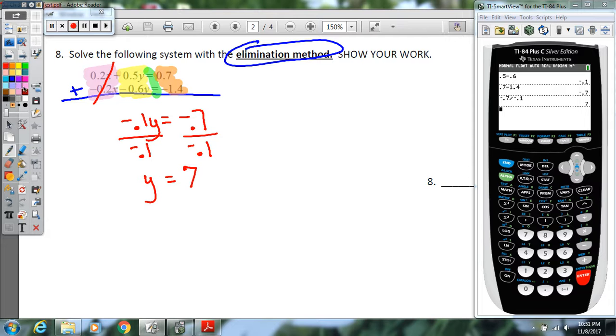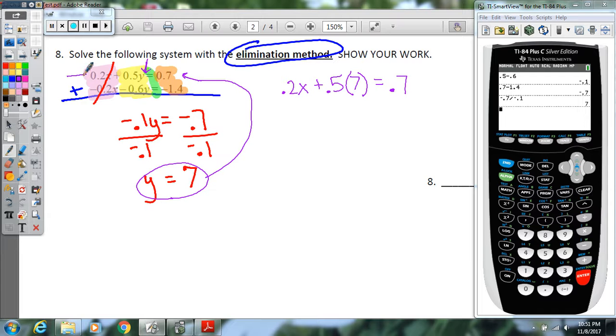Well, guys, once you've solved for that y, once you've got this part, don't you bring it back up into one of the equations? And it doesn't matter which equation. I know most of you like to plug it into the top, so that's what I'm going to do. Now, I've got what y is equal to, so it's going to go in for the y value. So I'm going to start with 0.2x plus 0.5, but instead of writing y, I'm going to write 7. Then I'm going to keep going with equals 0.7. So I just rewrote this entire equation, but instead of the y, I put in the 7. Now we're going to simplify.